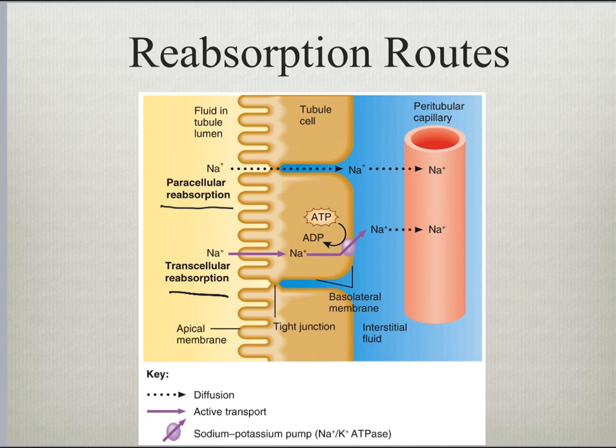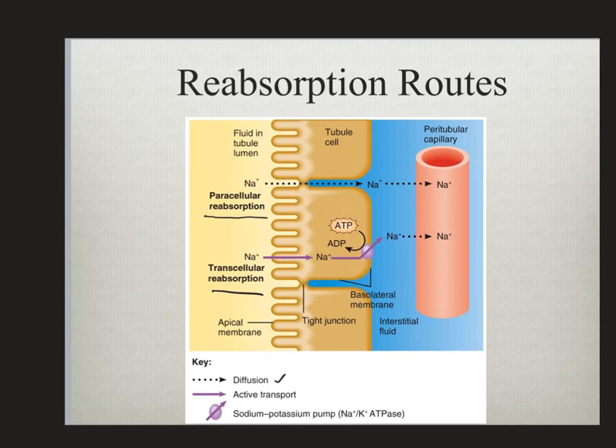So again, we deal with diffusion, moving across right here, moving across a concentration gradient. We deal with active transport, so again, energy expenditure to get the sodium typically moving against a concentration gradient in some cases. And again, our sodium potassium pumps, so these are a 3:2 ratio. Again, energy expenditure to get it into this peritubular capillary.